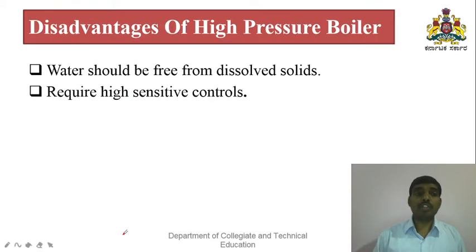These are the advantages. Now we have two disadvantages of this boiler. What are those? The water should be free from dissolved solids. This is the major problem in a high pressure boiler. If the water is not treated properly, if the pH is high, the water is contaminated, and silica, oxides, etc. contained in the water may erode the tubes.